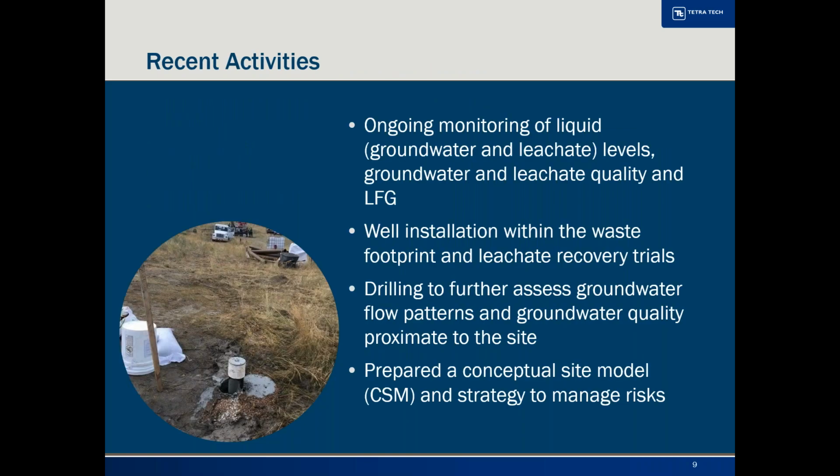We continue to monitor the site. We've been working on some leachate extraction trials. We've been updating the risk management plan, which includes the completion of a conceptual site model, and Franz will detail that later. Next.